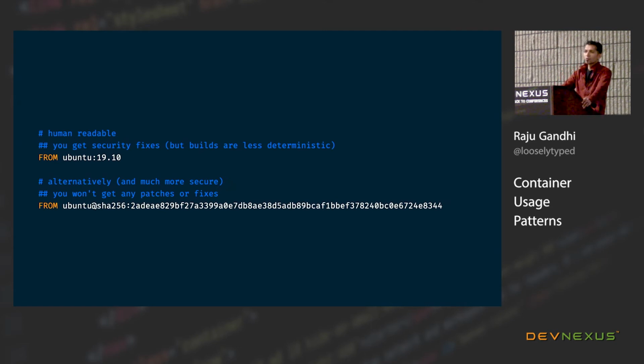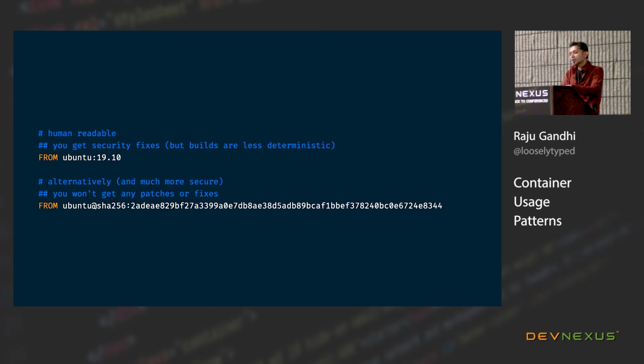So the above one is the one that you are most likely familiar with. I'm saying give me 1910. That is not deterministic, but does get patched. The lower one is extremely deterministic, but that also means I am willing to live with the fact that I may not get the patches that they supply to 1910. Now the downside to the second option is it's not human readable. You have no idea that it's Ubuntu 1910 unless I call you up and tell you, or I put a comment on top of it.